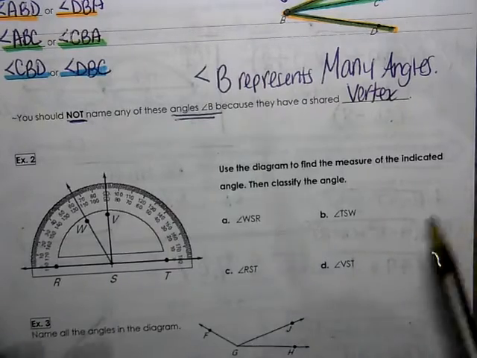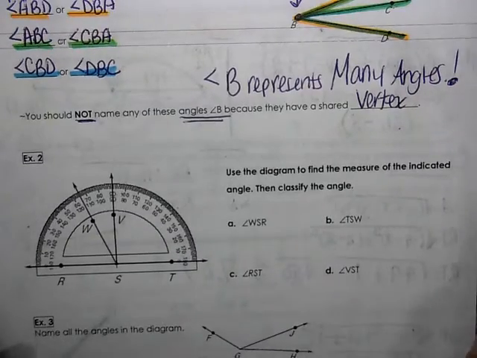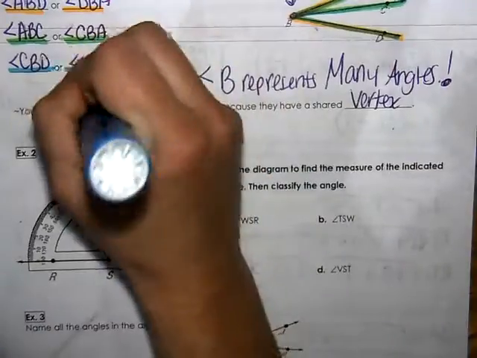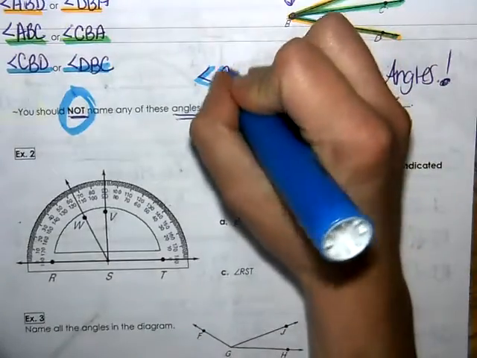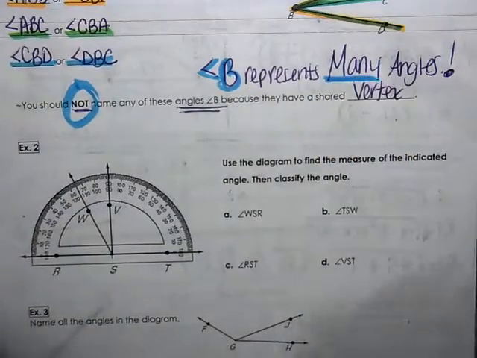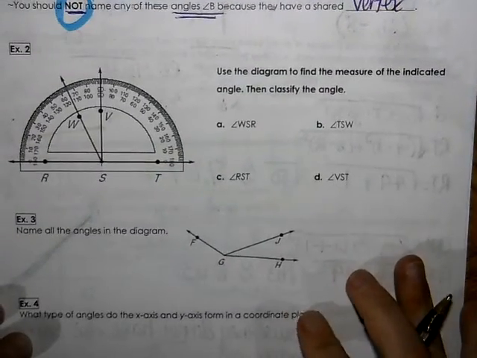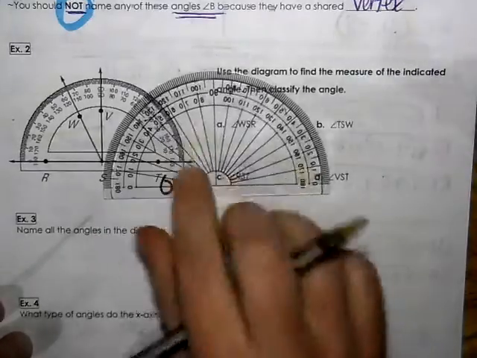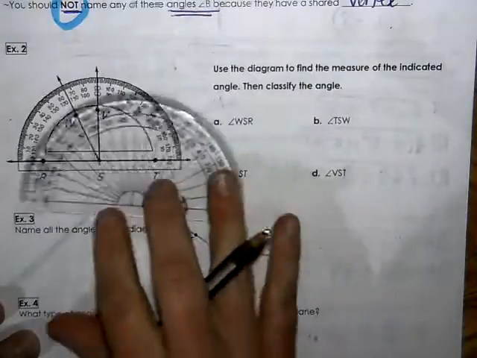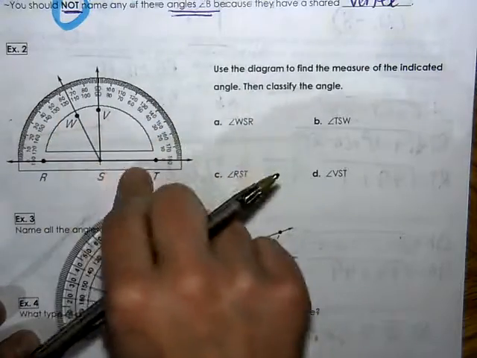Please, please, please be very careful with this. This tends to be a misconception that a lot of students struggle with. So if angle B represents many angles, then you should not use angle B as an answer. Please do not do it because it represents many different angles. So one way that you can measure angles is with a protractor. Some of you might have a protractor at home. Some of you might not. That's okay. Just do the very best that you can, especially when analyzing these types of pictures.